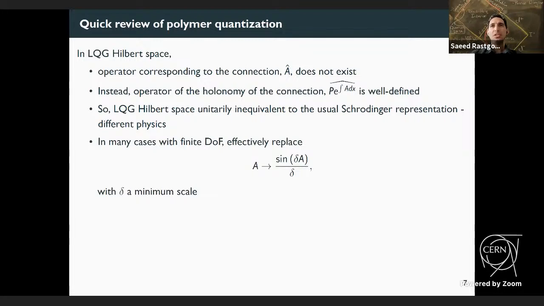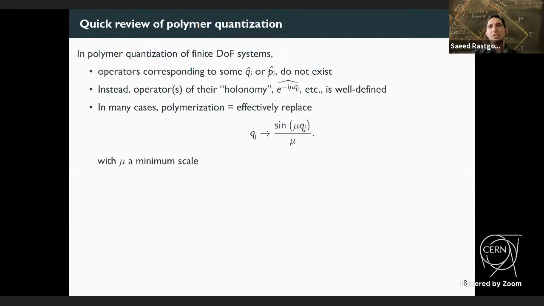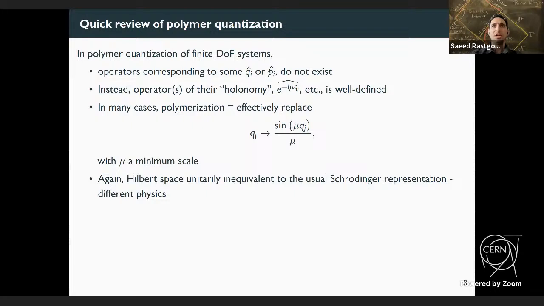Now, long story short, in order to find an effective Hamiltonian based on this quantization, it's equivalent to quantizing and acting on some state. But the equivalence is that you just change your variables, like in this case A, or Q in your Hilbert space, to sin(δA)/δ, and this δ is called the polymer scale. It basically sets the minimal scale of the theory, where quantum gravity effects should appear. So in our case, we have to change Q to sin(μQ)/μ. And this is the essence of polymer quantization. Because of the time, I will just pass that.